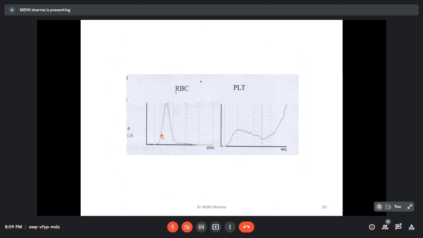So what is happening in this case? The graph has failed to achieve the kind of height it wanted to, and at the same time, the upper discriminator has failed to touch the x-axis. The population is going here and merging somewhere, trying to reach the RBC population. Now there is a big gap here, so what could have been the causes?